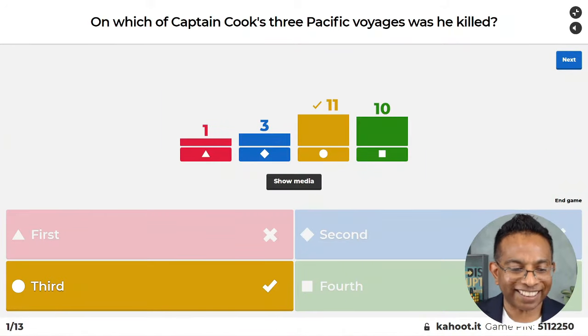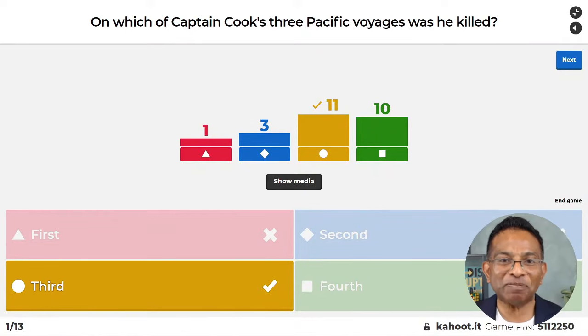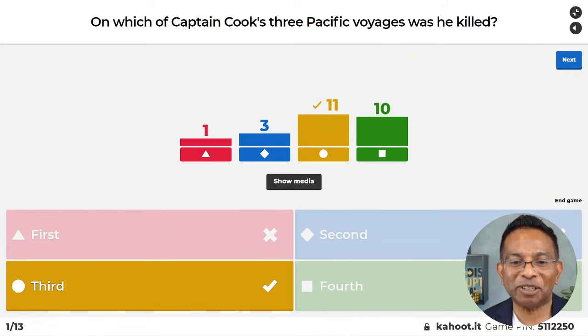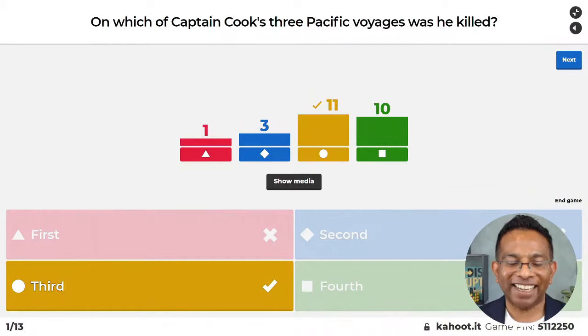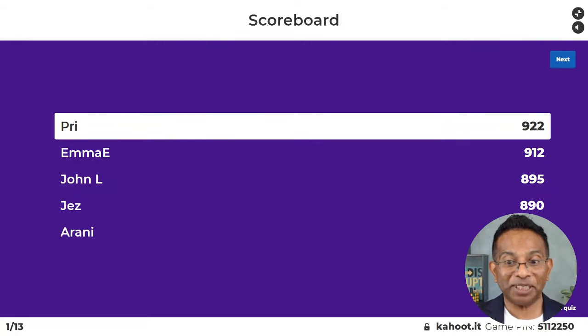Okay, good. Yes, okay, so it is his third. On which of his 3 Pacific voyages was he killed? The third one. I'm hoping that the people who answered one of the others were just having a bit of a joke here, right? Because otherwise, I don't have much confidence in your ability to answer the next 10 or 12 questions. Okay, so this is how it works. So Pri is winning with 922 points because you got the right answer very quickly, and there's the leaderboard.